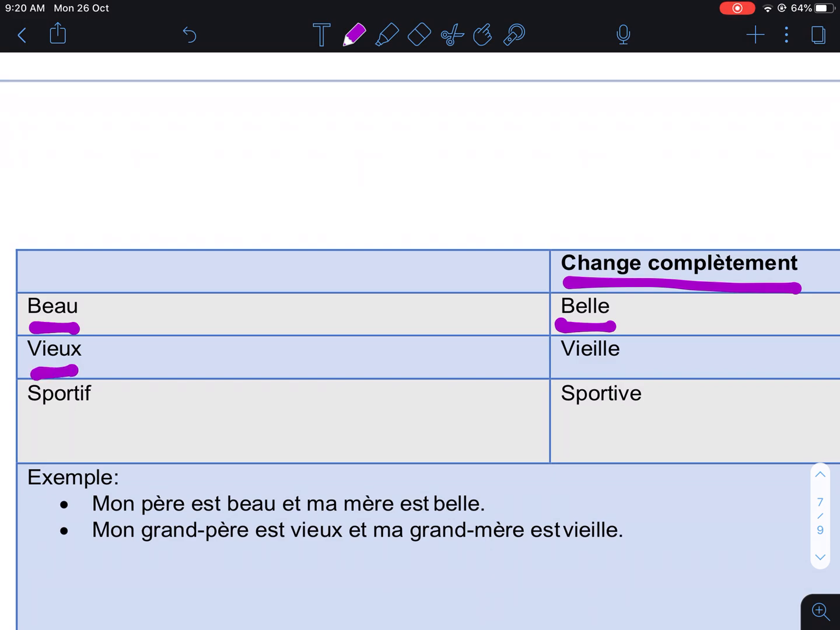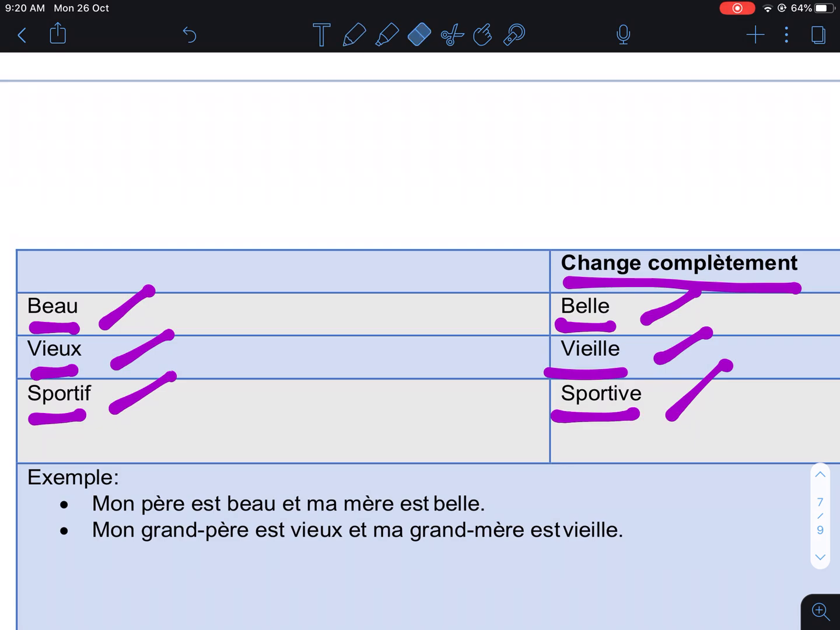Vieux becomes vieille. Sportif becomes sportive. Now again, beau here means handsome, belle beautiful, vieux means old for a man, vieille here means old for a lady, sportif here means very sporty, and sportive here is for a female person. I'm describing a female person.